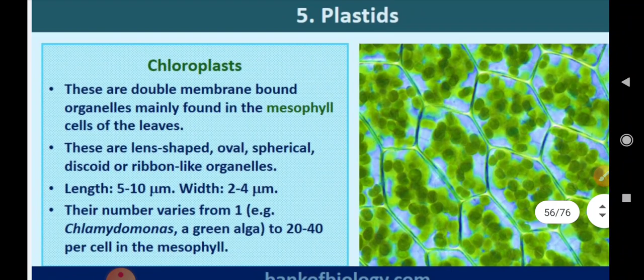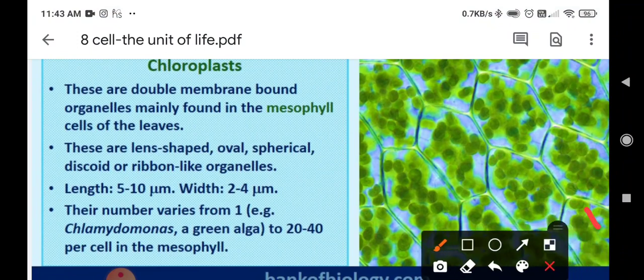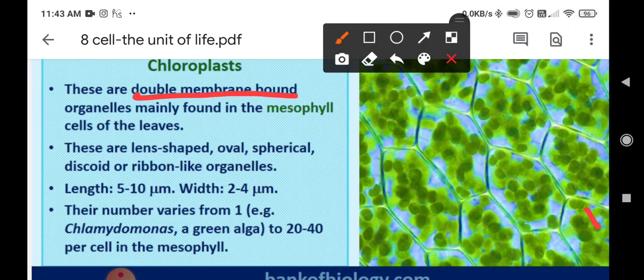The one thing you should remember is that they are also double membrane bound structures, and they are mostly found in mesophyll cells of the leaves. They can be lens shaped, oval, or spherical. These are the different shapes found in chloroplasts, and sometimes they can be spiral, like in Spirogyra you have seen. In Spirogyra the chloroplast is spiral in shape. So chloroplasts can have different shapes in different types of cells.